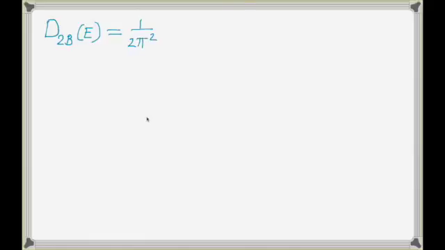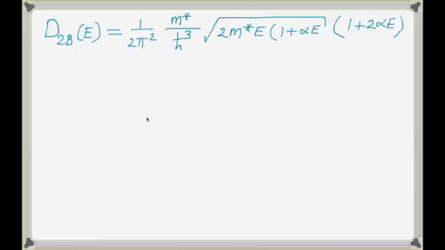1 over 2 pi squared, m star. So there's the density of states that comes out of this when you have this non-parabolicity parameter in your close parentheses. This is the density of states you got from E. So that's the density of states that results from that. If you set alpha to 0, you get the density of states that you normally get in your textbooks from your parabolic model.